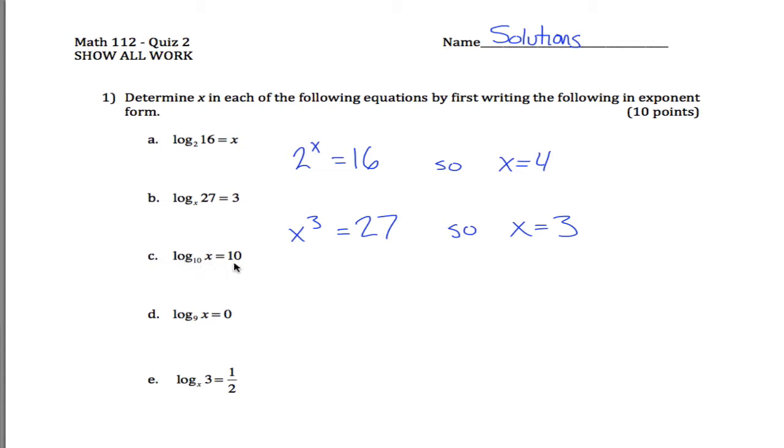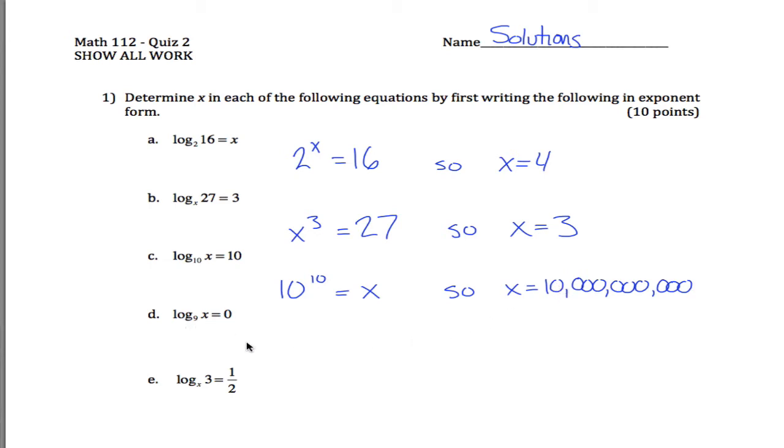Log base 10 of x equals 10. That means 10 to the 10th power is equal to x. I guess you could say this is your answer, but I'll write it out. We want a 1 with 10 zeros. 1, 2, 3, 4, 5, 6, 7, 8, 9, 10.